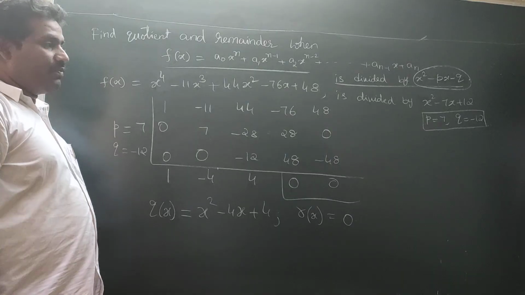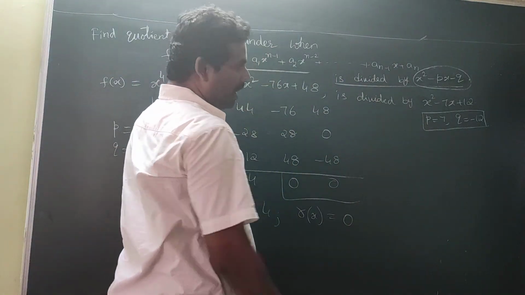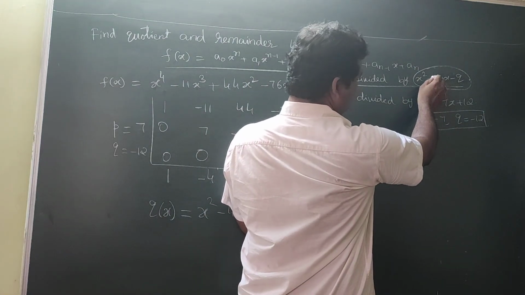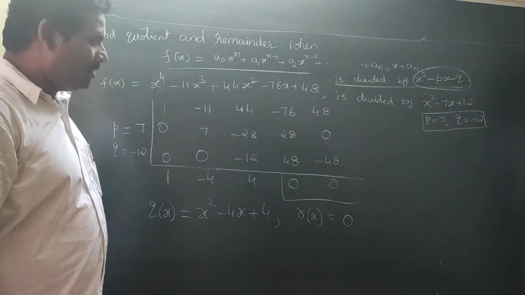This is the way we will do it for a polynomial divided by a second degree polynomial. Always remember, compare with x square minus px minus q. That is the standard. Right.